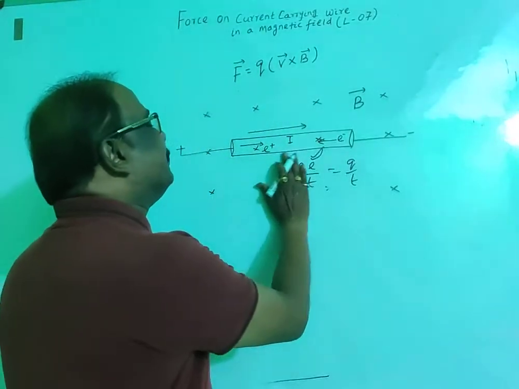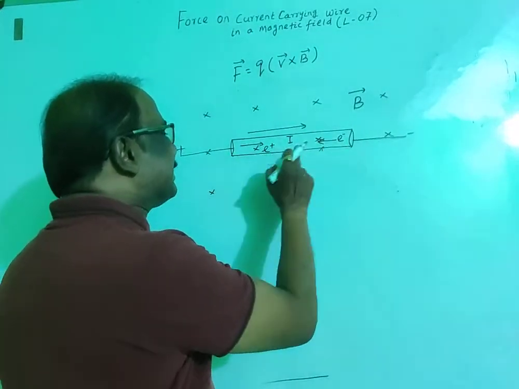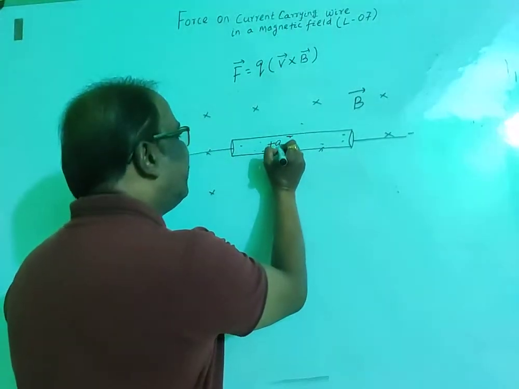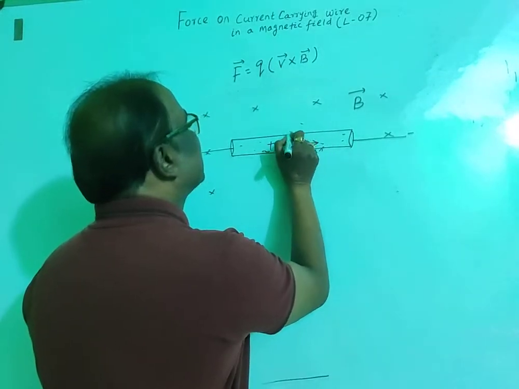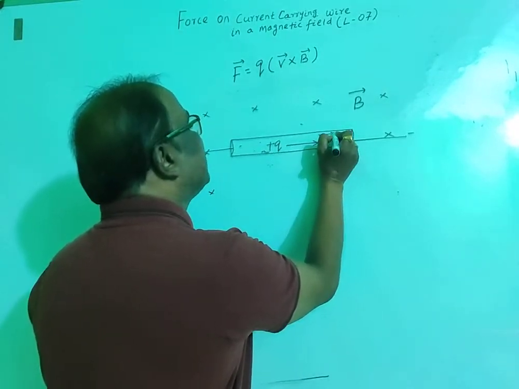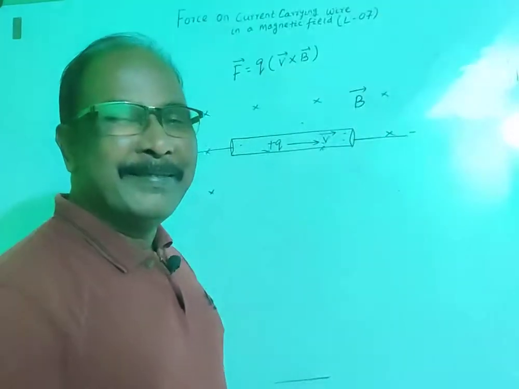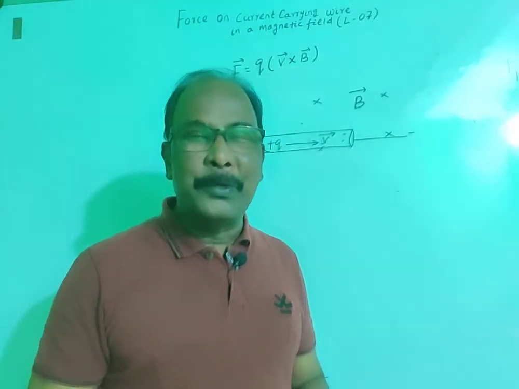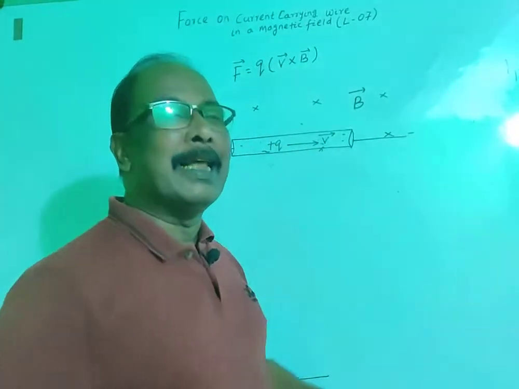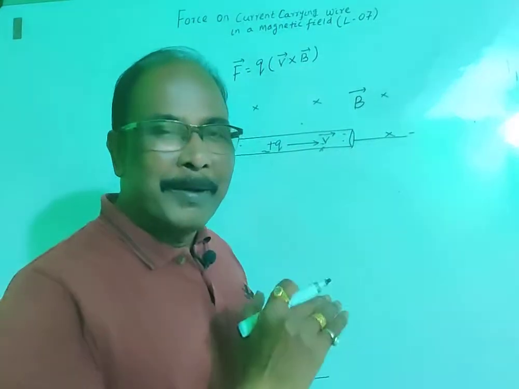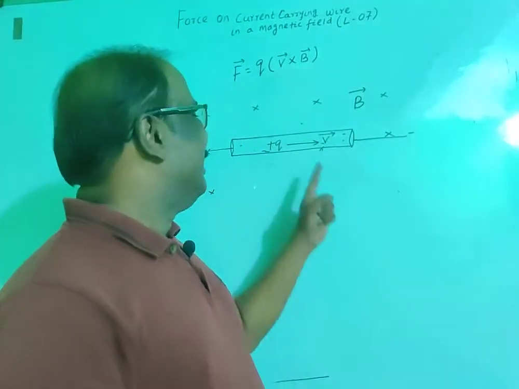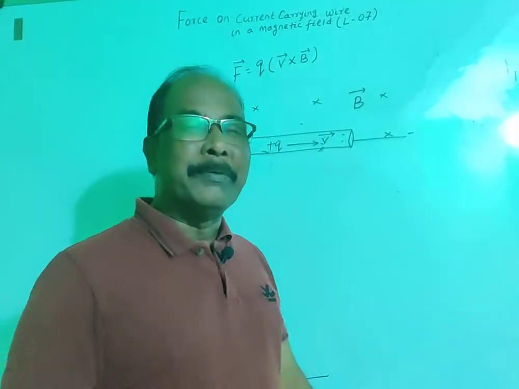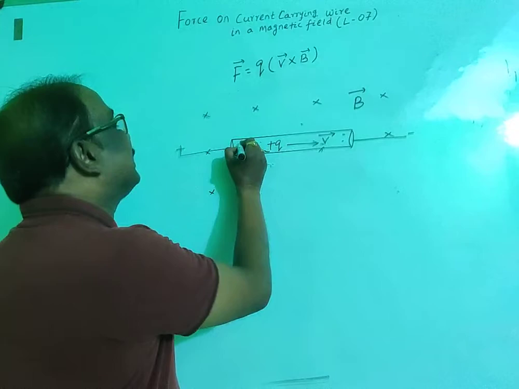Now let's consider, as per our convention, a positive charge Q moving in the conductor from high potential to low potential with a velocity v. The conventional flow of charge is the flow of positive charge, which flows from high potential to low potential, that is in the direction of conventional current. Let's consider a positive charge Q flowing with a velocity v, meaning current flowing in this conductor.